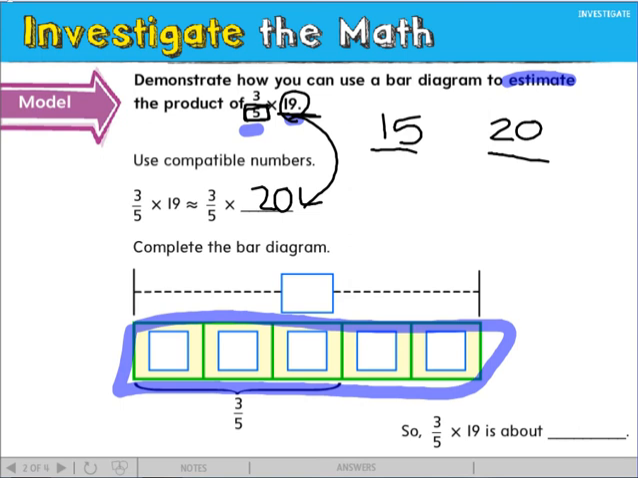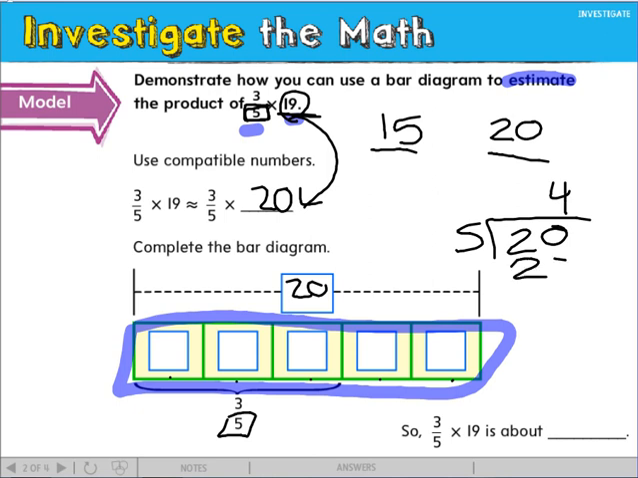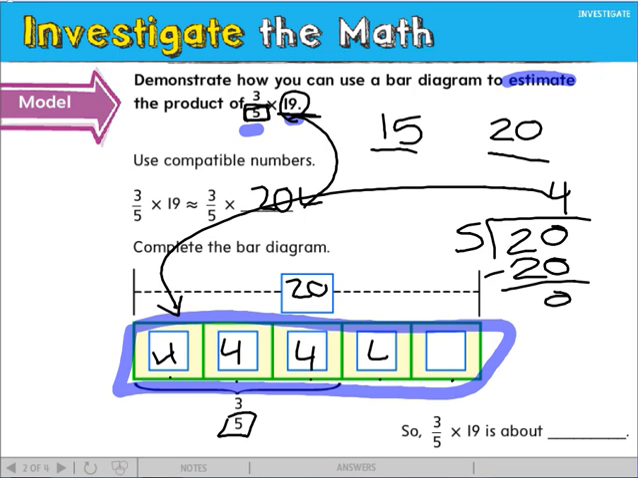Now, we'll talk some more about it in a little bit. We're going to go to our bar diagram. We're going to say it's 20. I have 1, 2, 3, 4, 5 spots. What number needs to go in each of those spots to make 20? 4. Because there are 5 spots, since there's a 5 here, this is 20 divided by 5, which is 4. So the 4 goes in each of these boxes. 4, 4, 4, 4, 4.